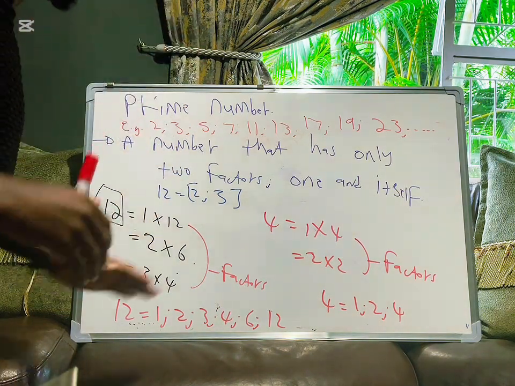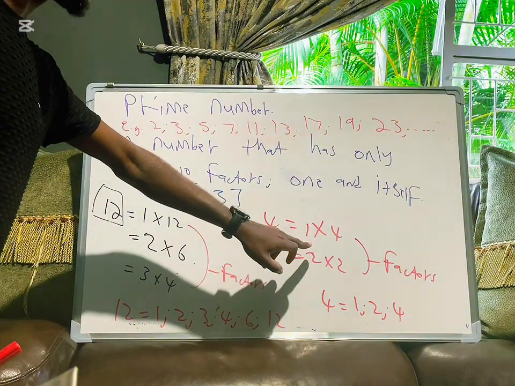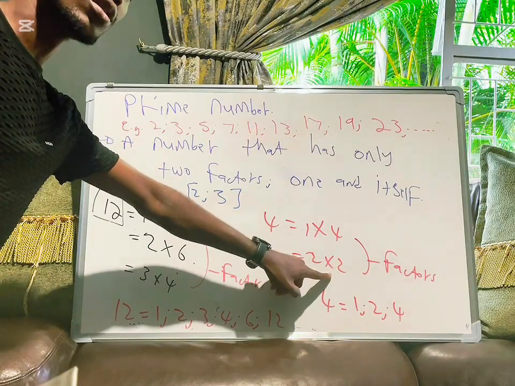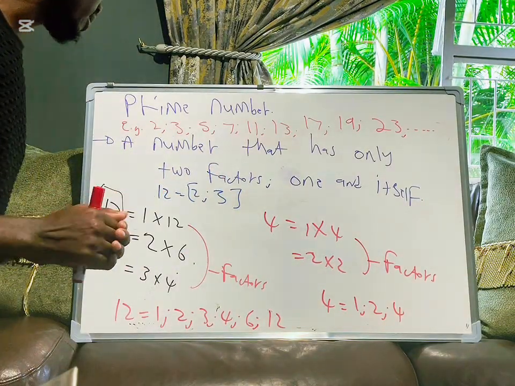For example, not 4. 4 is not a prime number. You know why? Because it has more than two factors. Look, it has 1 times 4. It also has 2 times 2. So you see now we are having more factors. In a way, you get.